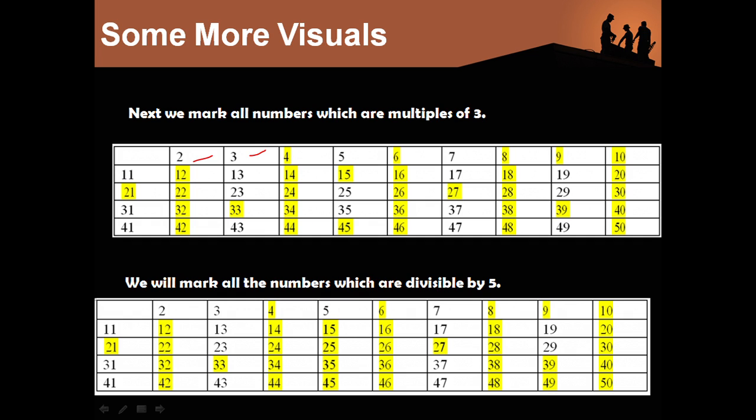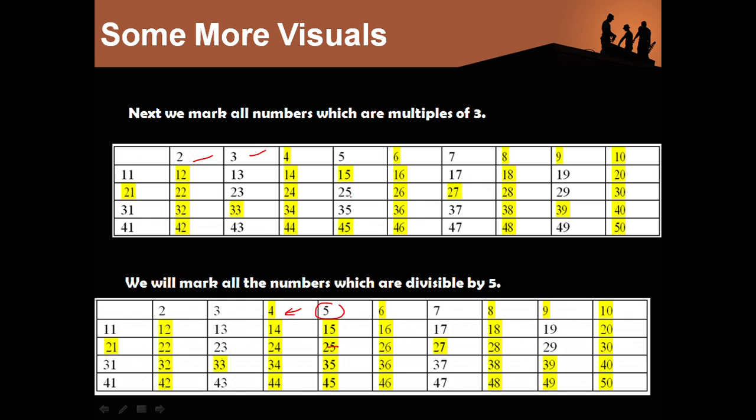Then the smallest unmarked number is 5 and not 4. See, 4 has already been marked. So we mark all the multiples of 5 now. As you can see, the smallest multiple of 5 is 10, which has already been marked. Then 15, which has already been marked. Then 20, it has also been marked. Then 25, which has not been marked, so we'll mark it here.